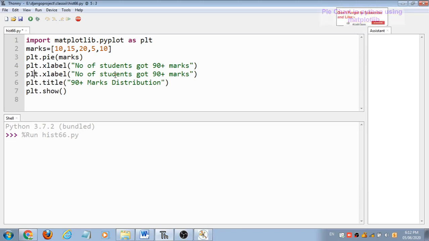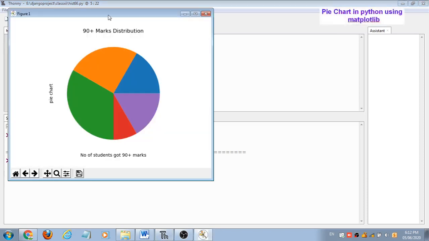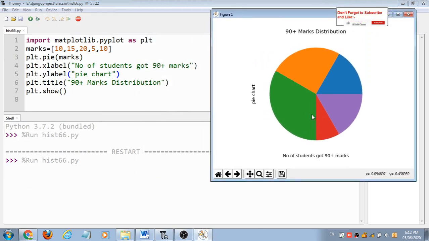Suppose I am writing this Y label, then what should we write? Suppose I write pie chart. So it will show on the Y axis like this, pie chart. Okay, so you can see the title comes at the top, then this X axis, then this Y axis.